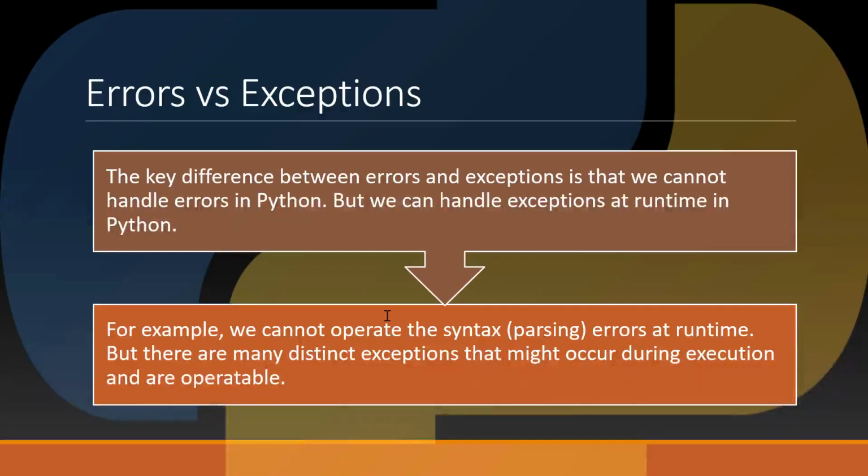Before we start discussing various built-in exceptions and how we can handle these exceptions in Python, it is important to understand the difference between an error and an exception. The key difference is that we cannot handle errors in Python, but we can handle exceptions at runtime. For example, we cannot handle a syntax error at runtime, but there are many distinct exceptions that might occur during execution and which are also handleable. As we discussed with the ZeroDivisionError, we can handle that exception at runtime.